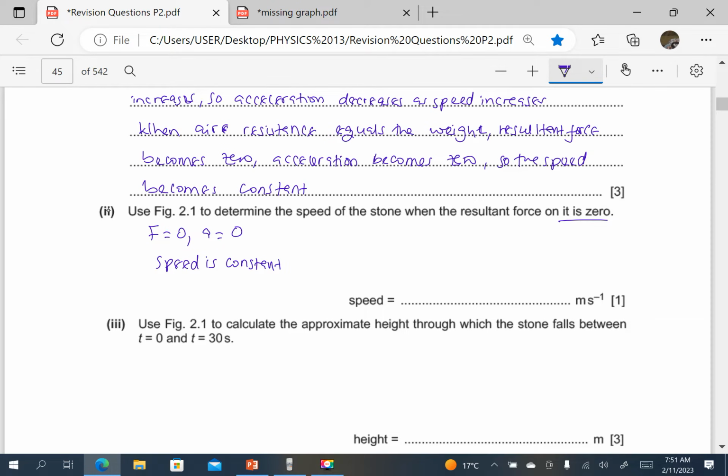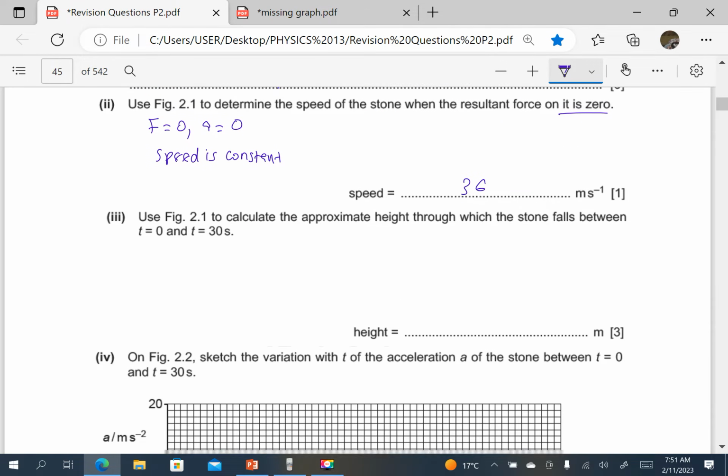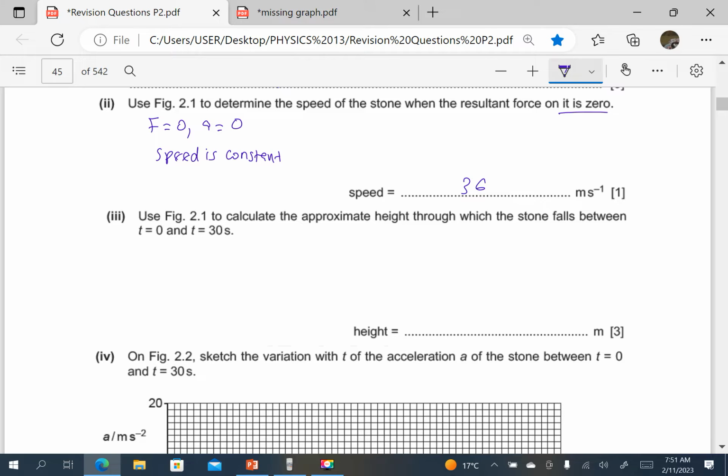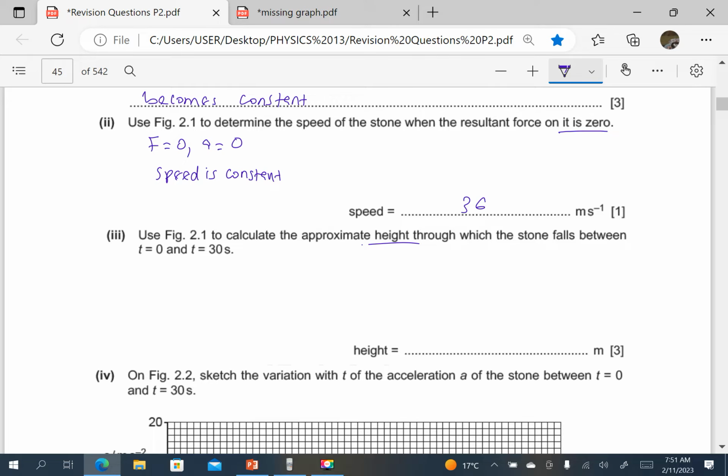And the constant speed from the graph is 36 meters per second. Use the figure again to calculate the approximate height through which the stone falls between t equals 0 to t equals 30 seconds. Approximate height, that is a distance. And we know that the distance is going to be the area under the graph.